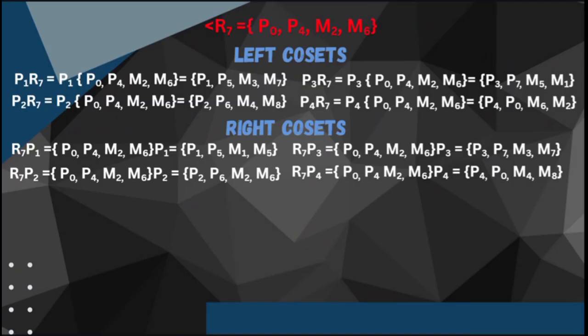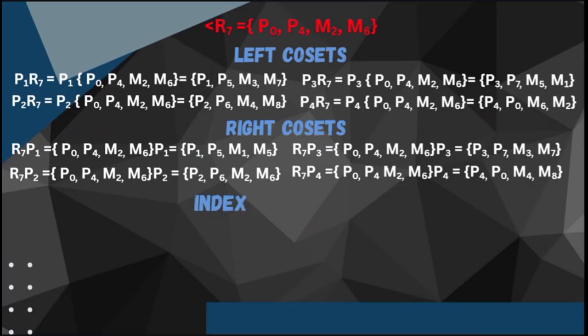As you can see, if you observe, the results of the left cosets and right cosets are not equal to each other. Therefore, this subgroup is not a normal subgroup. Since our subgroup is not a normal subgroup, the order of the factor group does not exist.